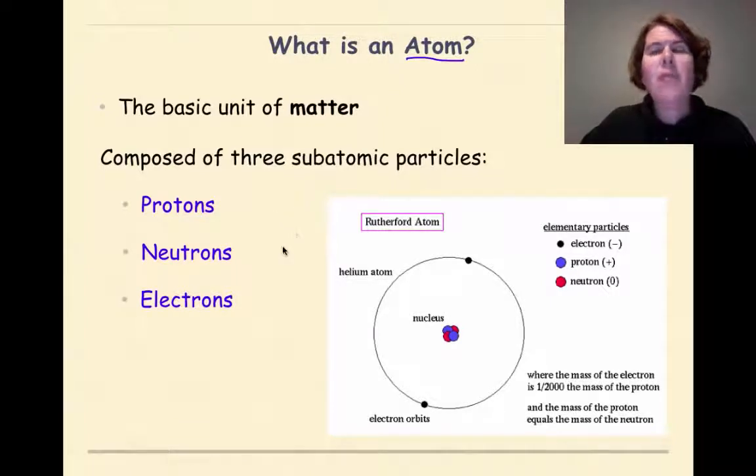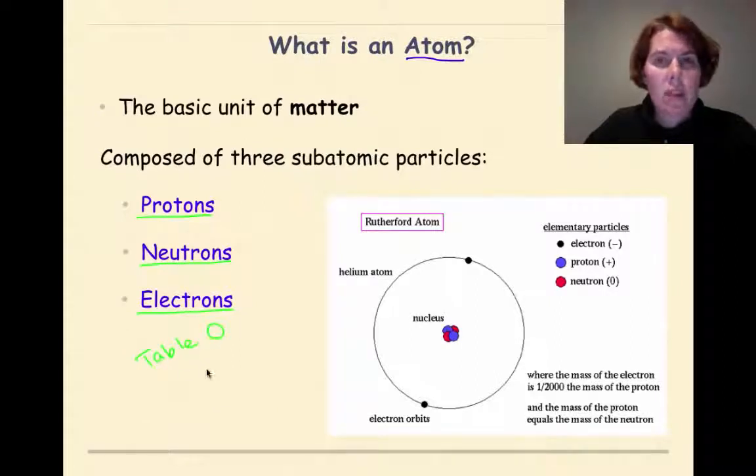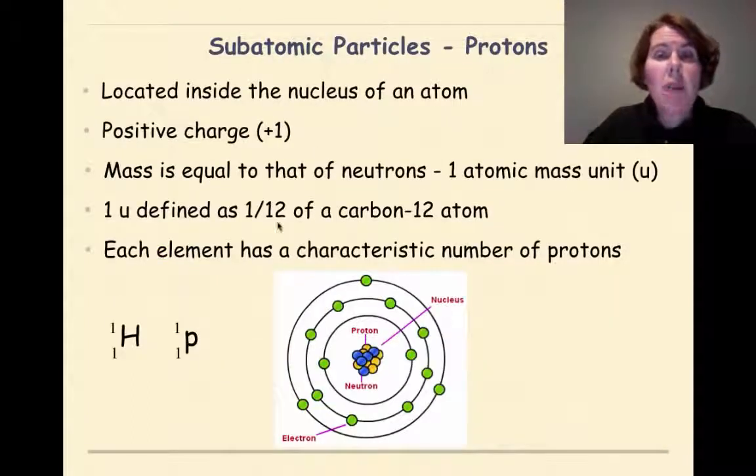And in an atom, there are 3 subatomic particles that you need to be familiar with, and they are protons, neutrons, and electrons. And when I talk about these, you can always refer to Table O of your reference tables to see symbolic representations of these 3 subatomic particles. So let's talk about the first subatomic particle, which is the proton.